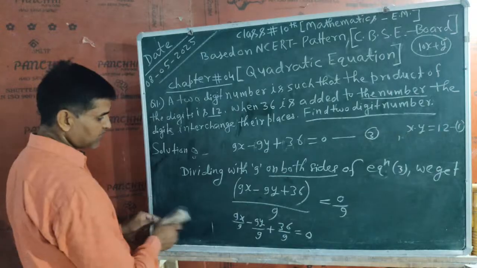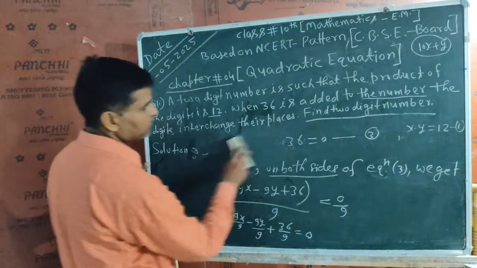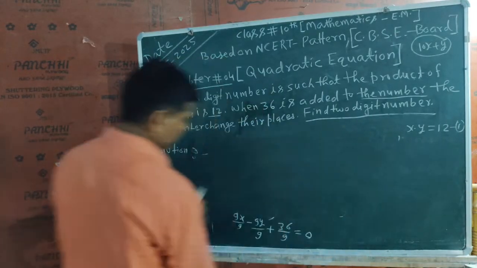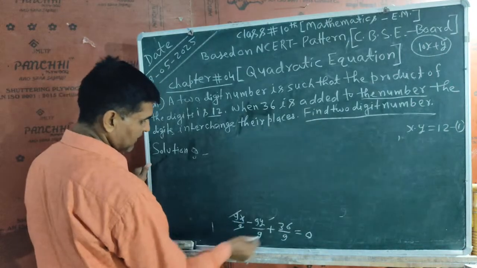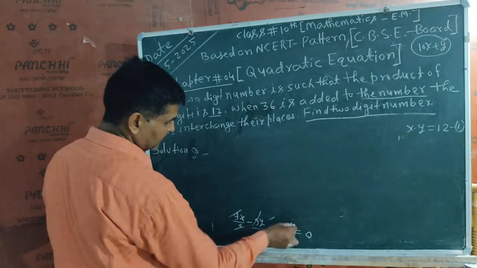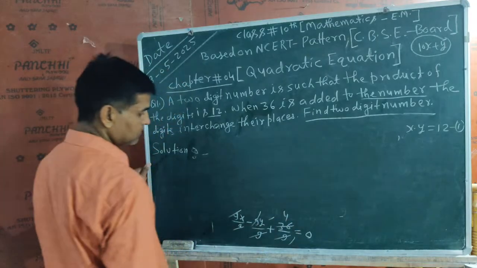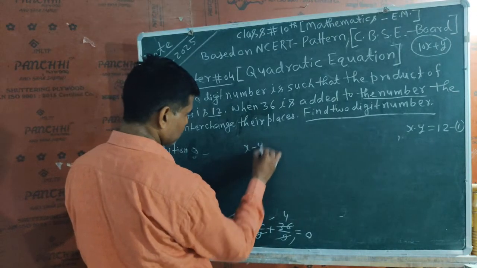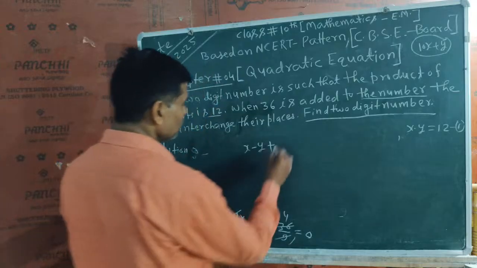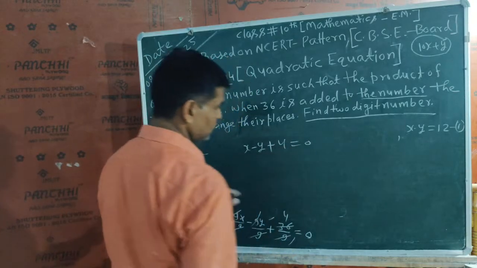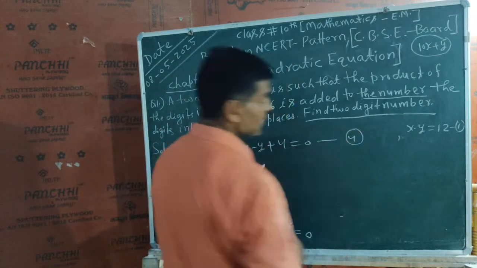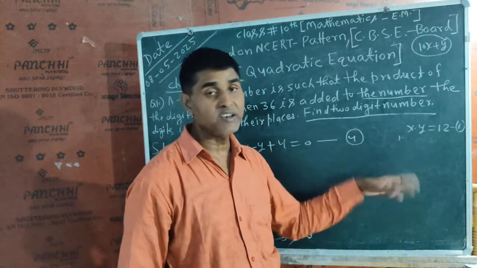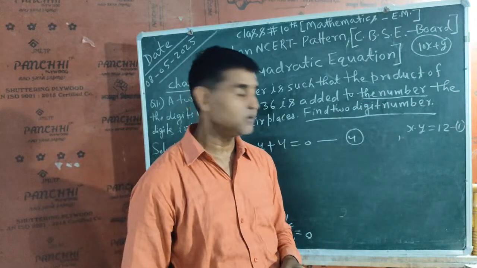Okay student, so further I am going to erase the above data for further calculation. So after dividing I will write here 9 will cut with 9, and for the 36 it will be 4. So here I will write x minus y plus 4, which is equal to 0. So I will say this is equation number 4. According to priority, I am putting its name: equation number 1, equation number 2, equation number 3. Priority is important. Okay student.